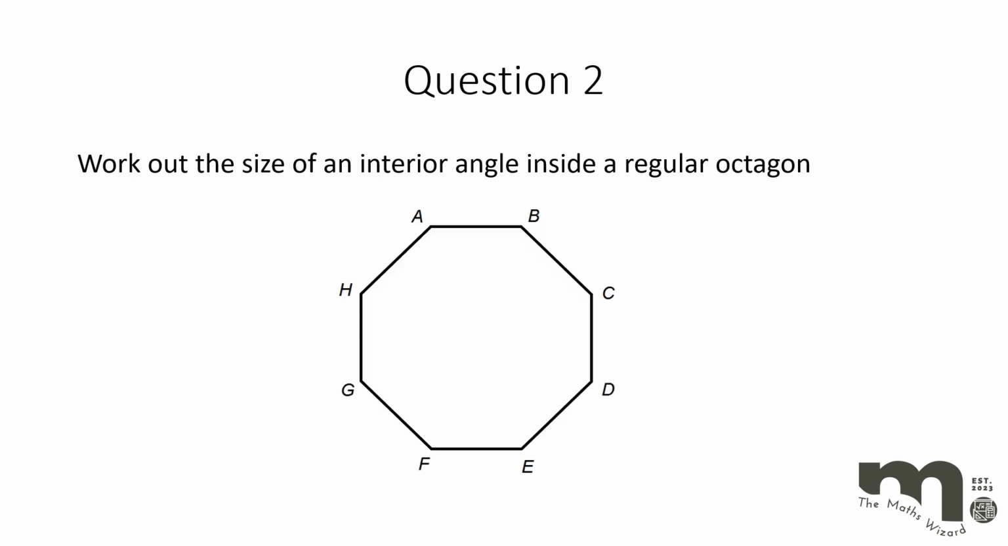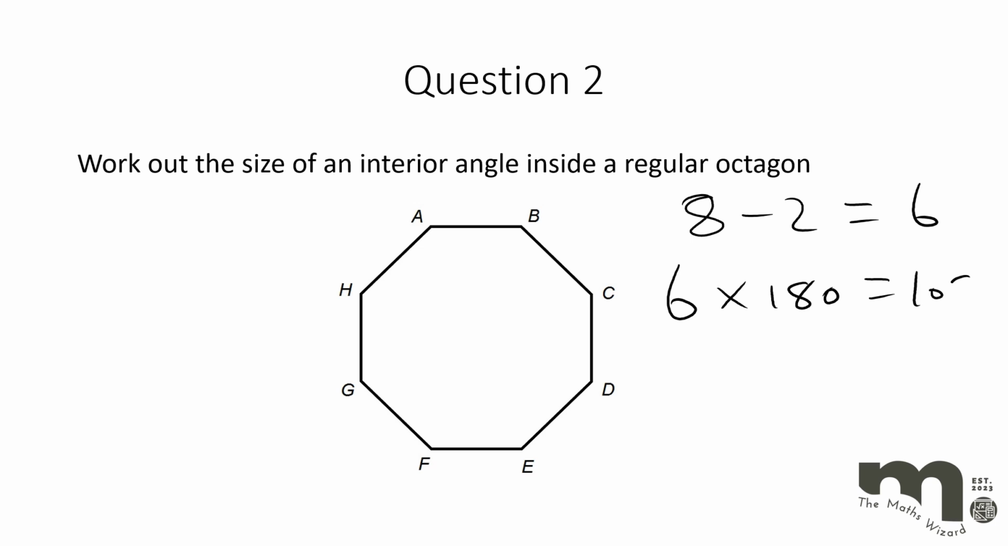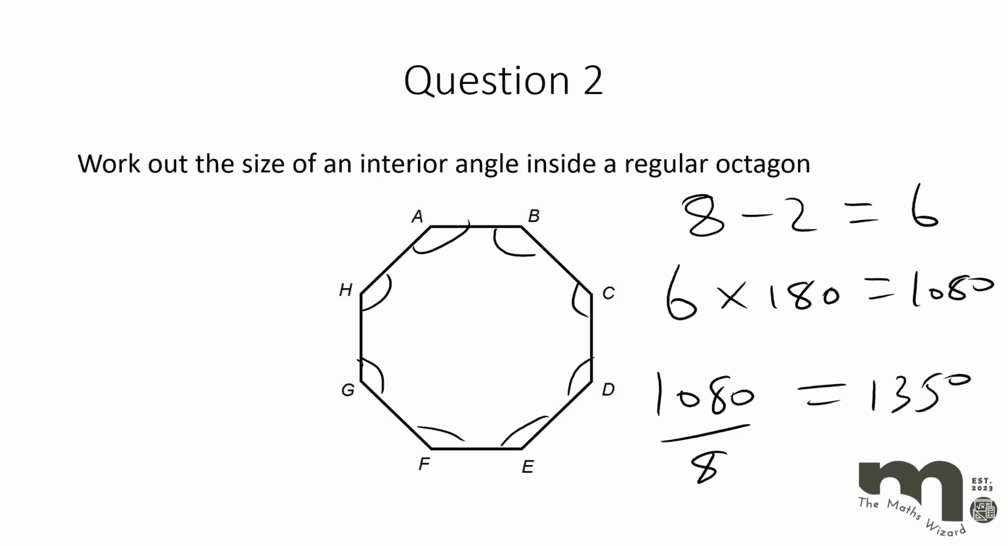Okay, let's have a look at this octagon then. Again, pause your video and have a go. Okay, so here we've got 8 sides on an octagon. If we take away 2 from that, that will give us 6. Then 6 times 180 will give us 1080. So all 8 of these angles, all of them added together, will give us 1080. If we divide that by 8, because there are 8 angles, that will give us 135 degrees.